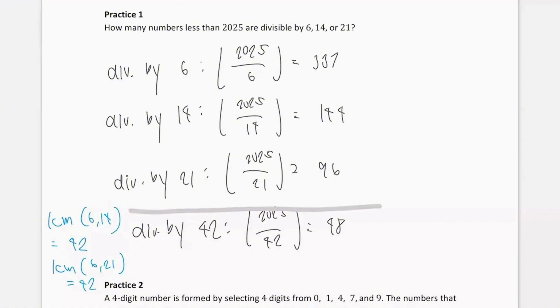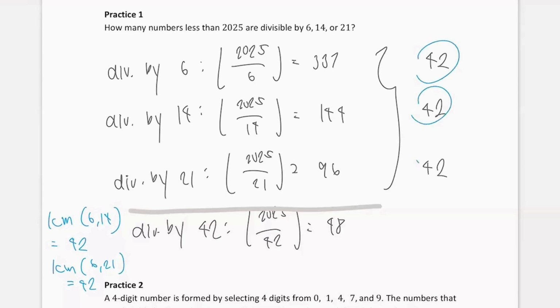How many times is 42 counted if I add everything over here? 42 is counted once over here because it's a multiple of 6. It's counted over here because it's a multiple of 14. And it's counted over here because it's a multiple of 21. So at this point, it's counted 3 times, right? And we only want to count it once. So we subtract it twice. That's why we do this.